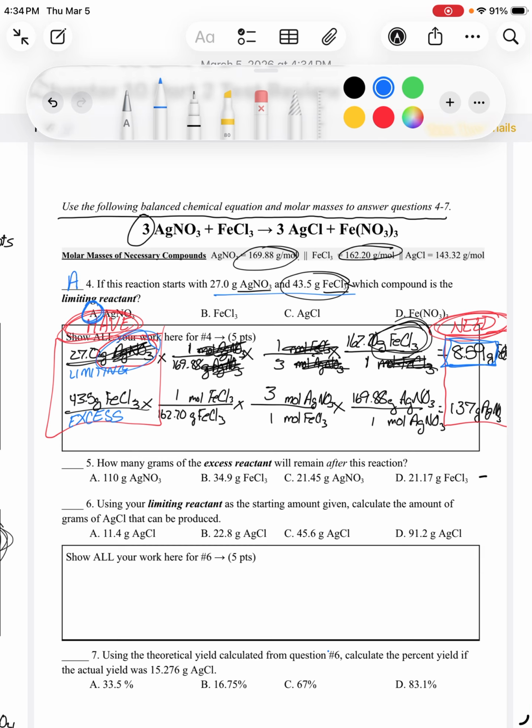Question 5 goes along with the work we just did. How many grams of the excess reactant will remain after this reaction? So what was our excess reactant? It was iron 3 chloride. And we want to figure out how many grams we're left with. So we're going to do 43.5 grams. Again, this is our excess reactant. We're trying to figure out how much will be left, so we'll subtract the two values. How much we have minus how much we need. Minus 8.59 grams of iron 3 chloride. And that gives us, drum roll, B, 34.9 grams of iron 3 chloride.